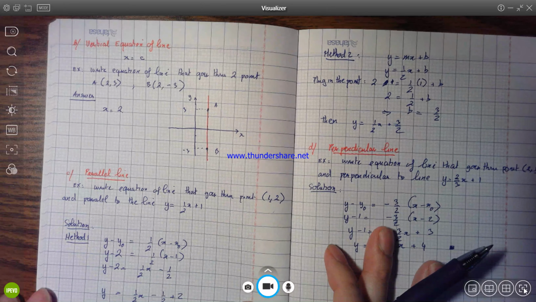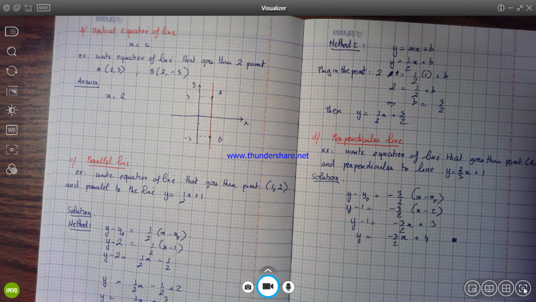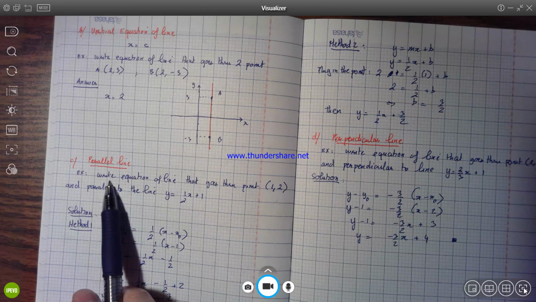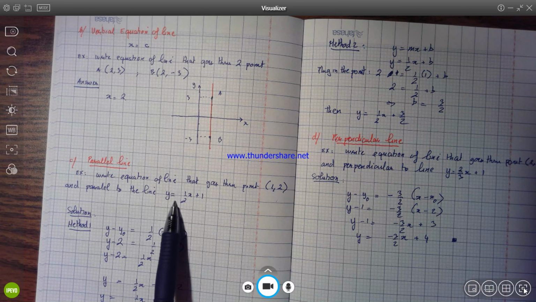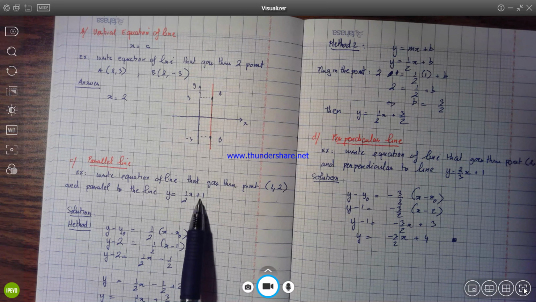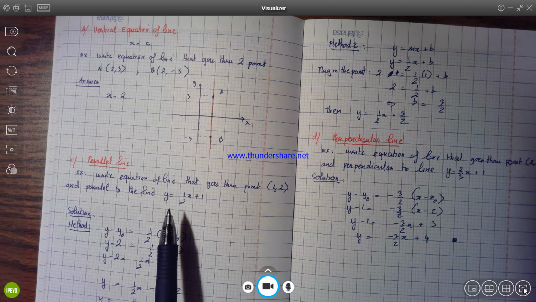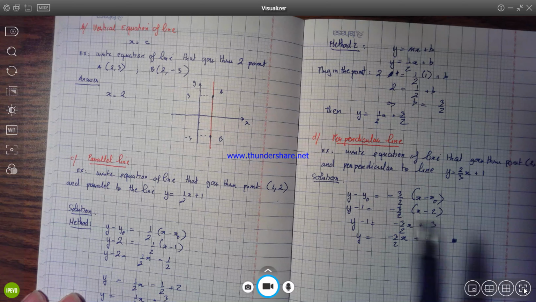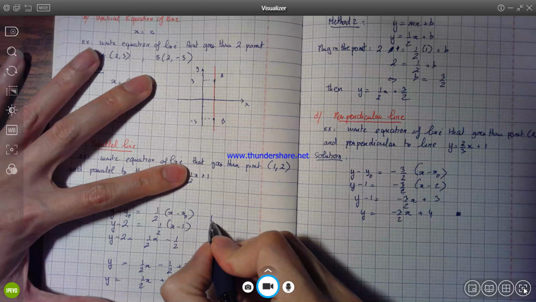For the third case, we have two lines parallel to each other, and we want to write the equation of one line given another line. In this case, write the linear equation of the line that goes through the point (1, 2) and is parallel to this line. The line over here is already given, in slope-intercept form, and from it I can get the m. Remember, for the parallel property, we have the same slope. And in order to write the equation of the line, you can use point slope.